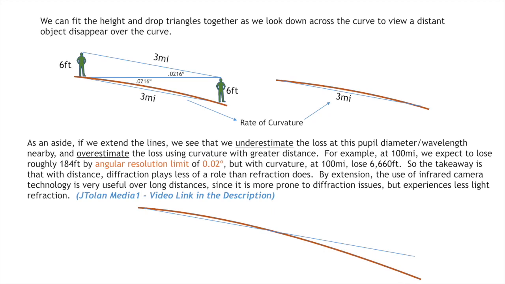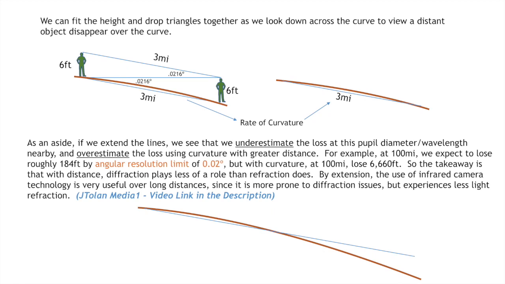So for example, at 100 miles, we expect to lose roughly 184 feet by angular resolution at 0.02 degrees, but with curvature at 100 miles, we're losing 6,660 feet. So the takeaway is that with distance, diffraction plays less of a role than refraction does. That's the takeaway here, because we do see the bottoms of things lost at a greater rate than simply 184 feet at 100 miles.